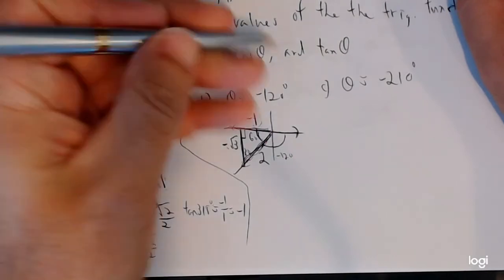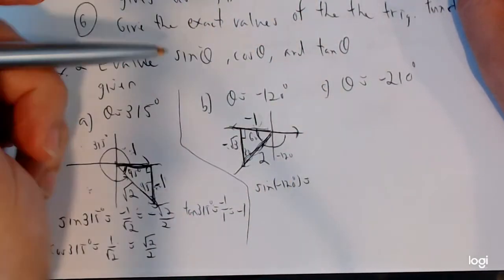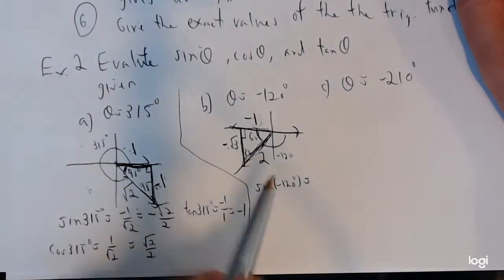So now I could answer this question. So sine of negative 120 degrees is y over r. So negative rad 3 over 2.